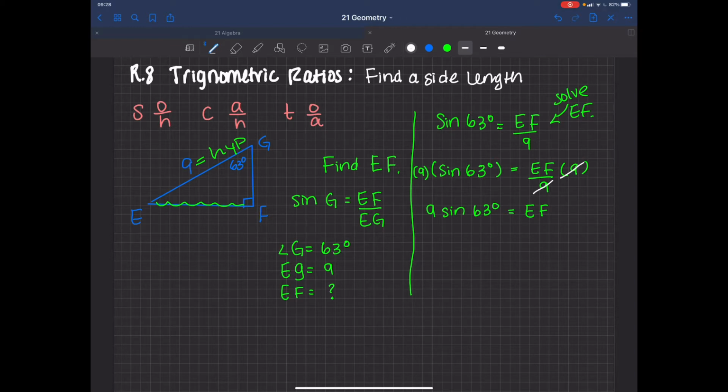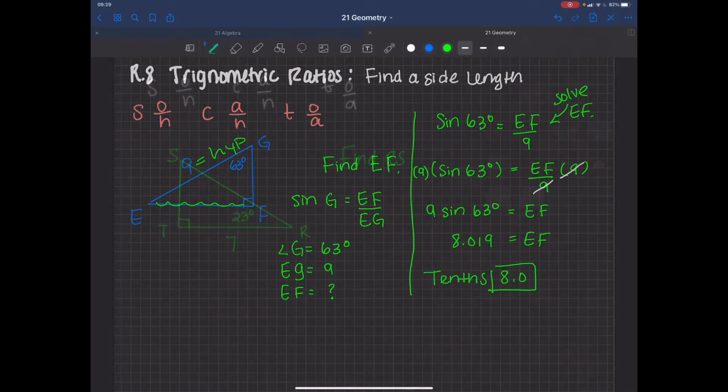So once I put this on my calculator, I know that EF is equivalent to approximately 8.019. And let's just say we round this to the tenths. That means that we're going to get approximately 8.0. And that'll be our solution for EF.